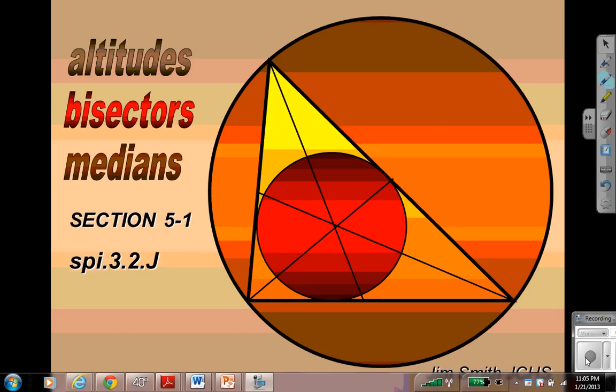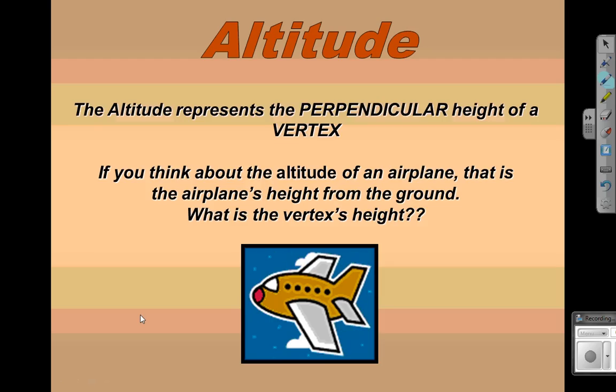Tonight you're going to work on relationships in triangles. These are called altitudes, bisectors, and medians. And they tell you very important things about triangles. The altitude is the first one we'll look at. It represents the perpendicular height of a vertex, how high the vertex is. If you think about the altitude of an airplane, that is the airplane's height from the ground.